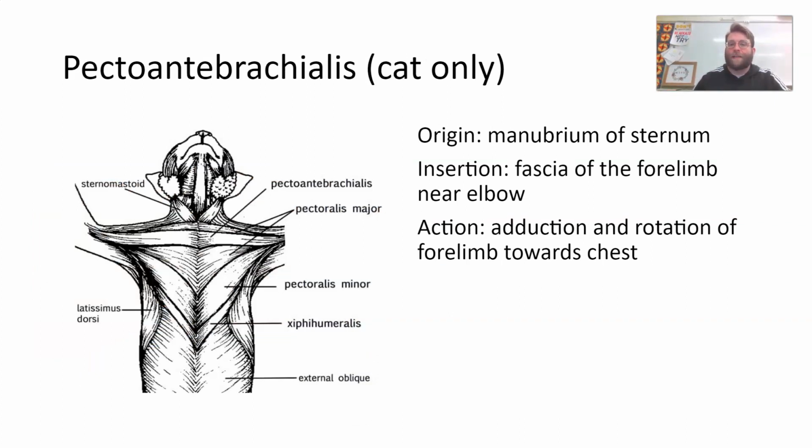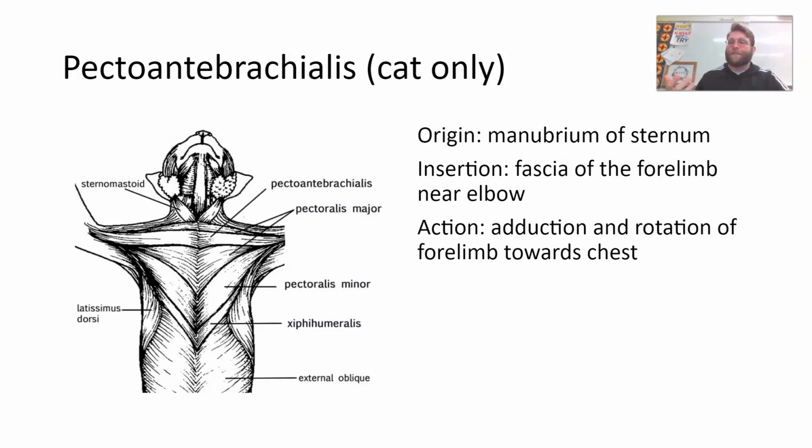So pecto referring to the pectoral region, ante being before, and brachialis referring to the arm. So this is the muscle before the arm. So where it inserts is at the top part of the manubrium, so the head of the sternum.